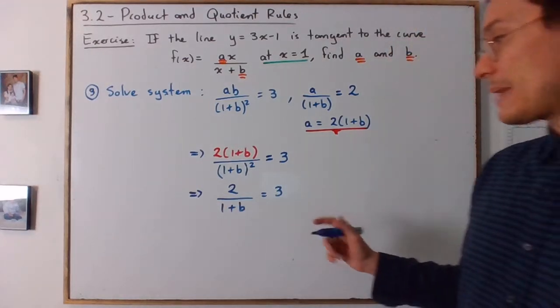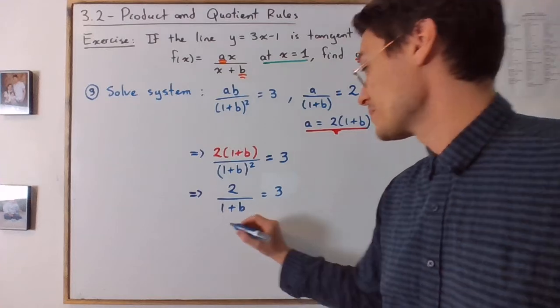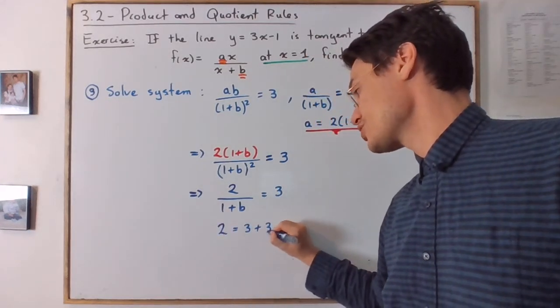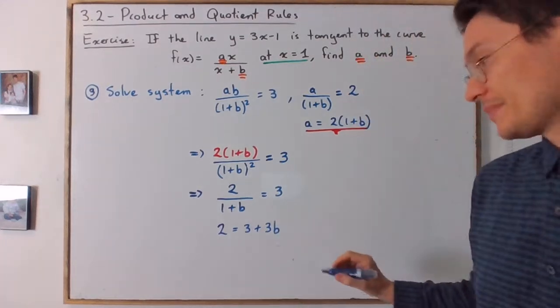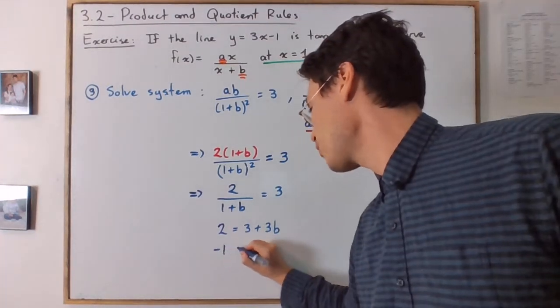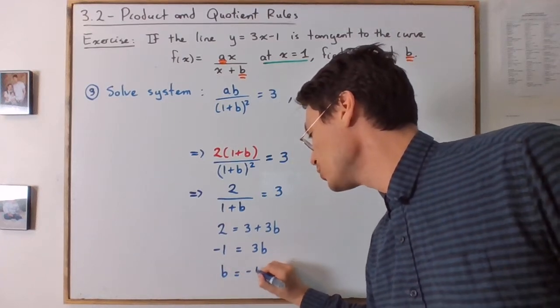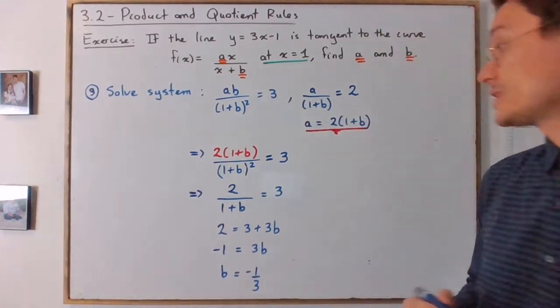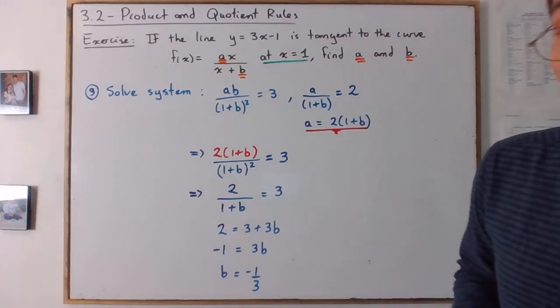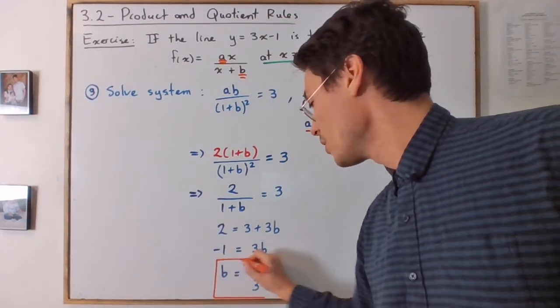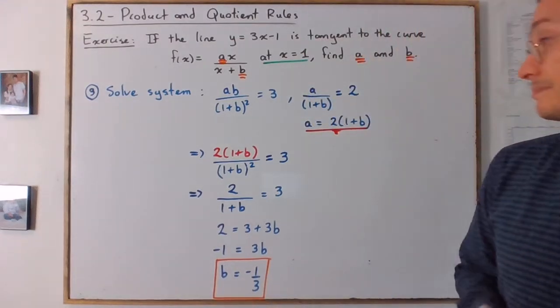Now, of course, from that point, it becomes easy to solve for b. So in other words, you have like 2 is equal to 3 plus 3b. Okay, then -1 is equal to 3b, meaning that b is equal to -1 over 3. I'm going to circle this in orange because this is one of our parameters. So we found the necessary value of b.